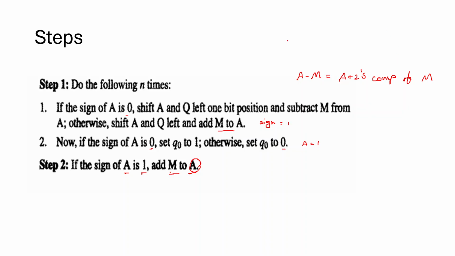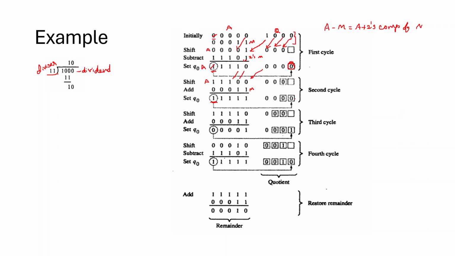You have to set q0 as 0. So I have set this q0 as 0, as the sign bit of A is 1. Now this becomes A. Now the second cycle is over. Now again check the sign bit of A.